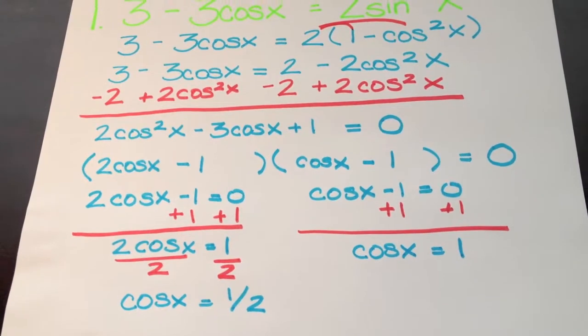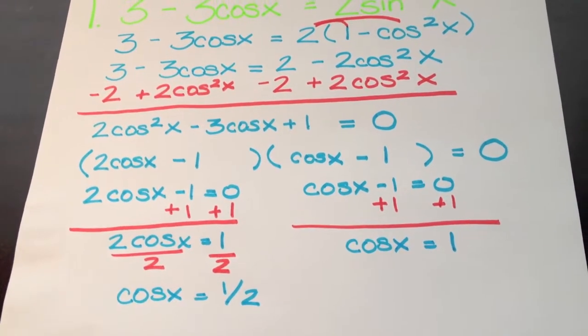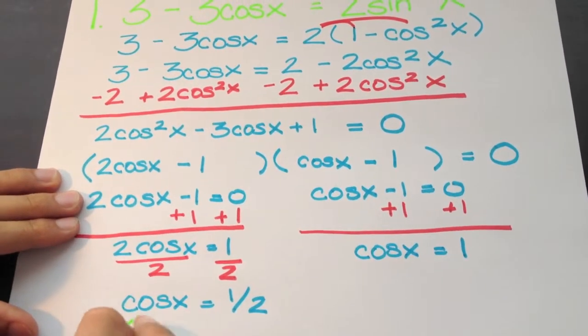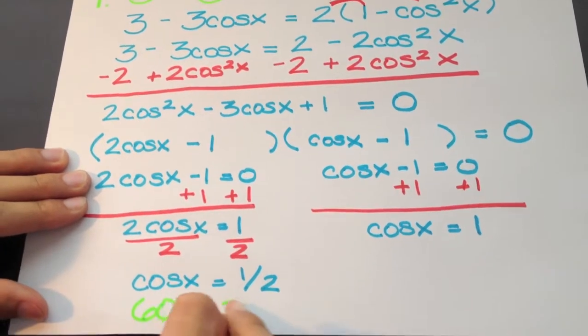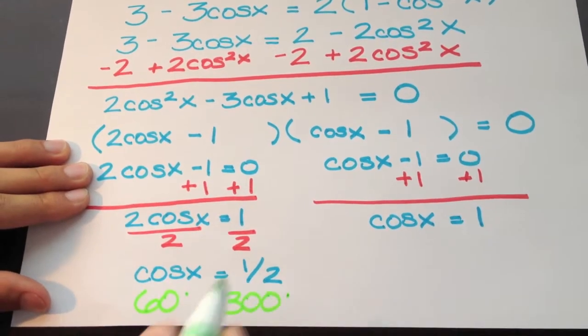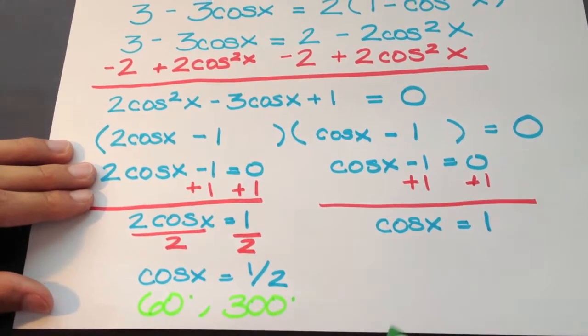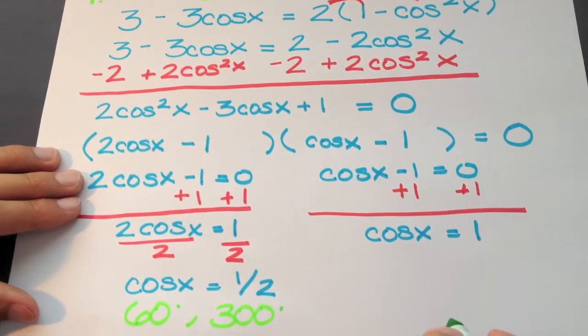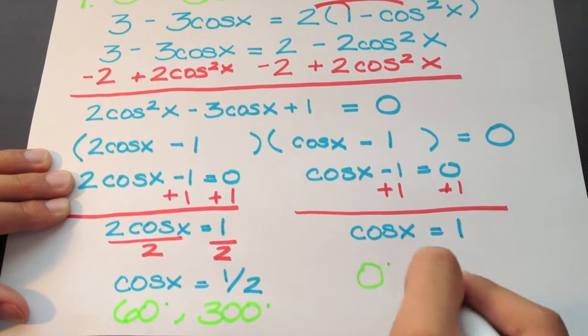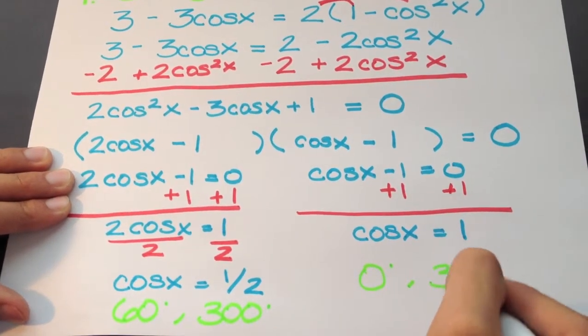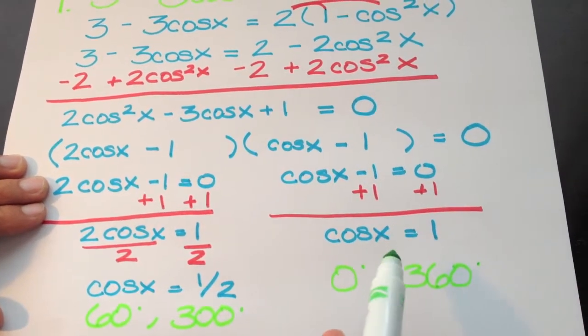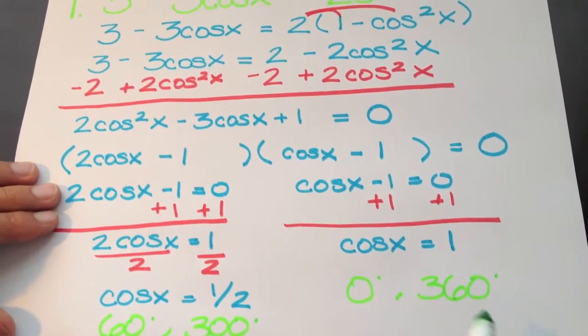Our final results are going to be 60 and 300, since the cos of 60 and the cos of 300 is 1/2. And for this side, our angles are going to be 0 and 360, since the cos of 0 and the cos of 360 is 1.